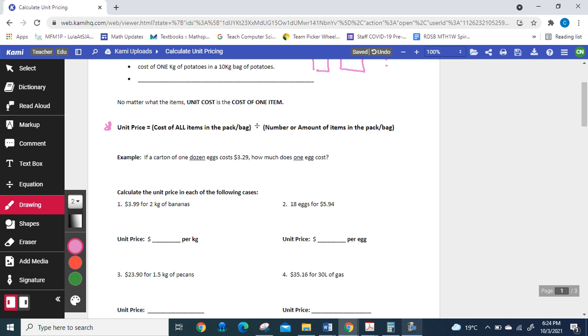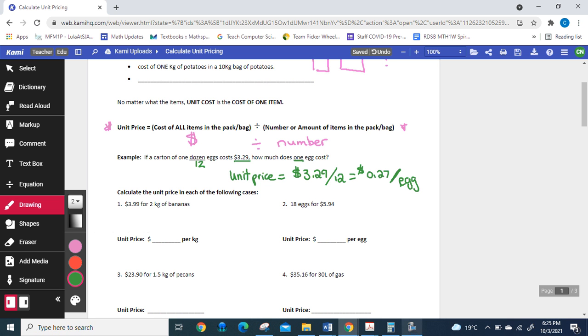Okay, here's how we do it. We take the cost of all the items in the bag, and then we divide by our number, or how many there are. So for example, if a carton of 1 dozen, remember a dozen is 12, costs $3.29, how much does 1 egg cost? So to figure out our unit price, we take our cost for all of them, and then we divide by how many there are, which is 12. So 3.29 divided by 12 gives us a cost of 0.27. So that means it's 27 cents per egg.